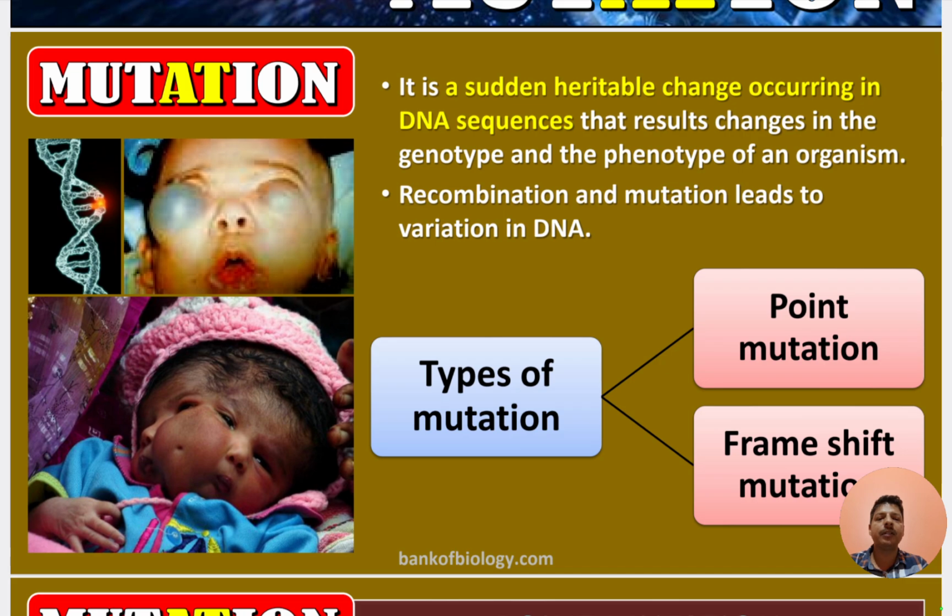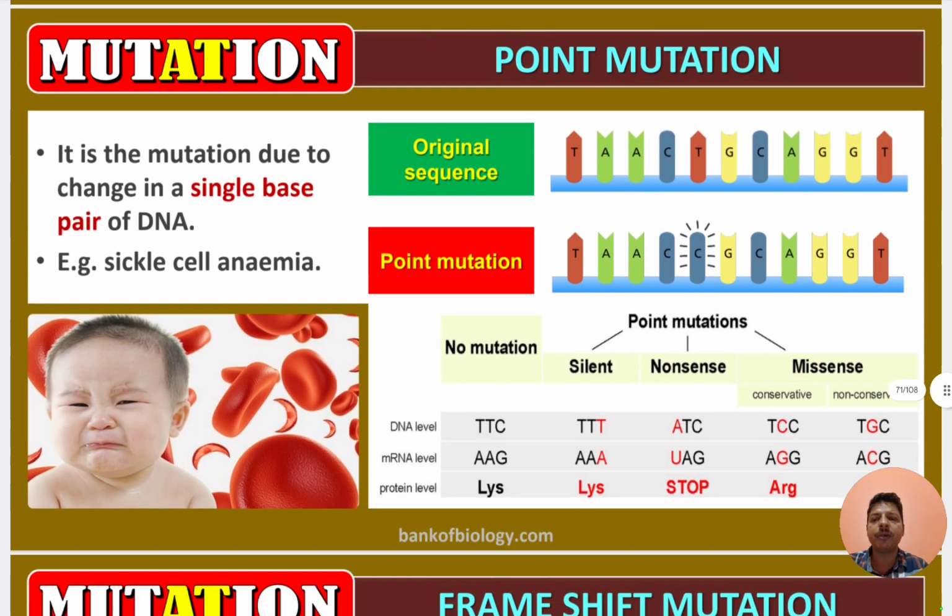There are two types of mutation: point and frameshift mutation. First of all, point mutation. Here, in this mutation there is a change in a single base pair of DNA, for example sickle cell anemia. It's the original sequence, as you can see, and in point mutation, it is different.